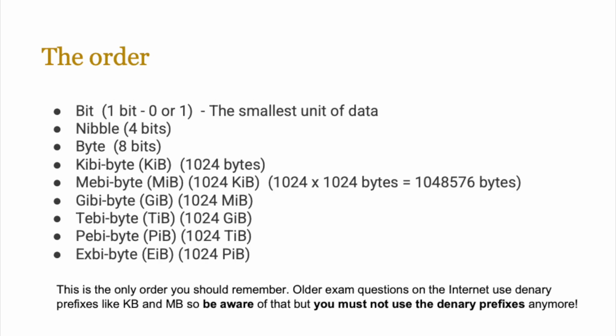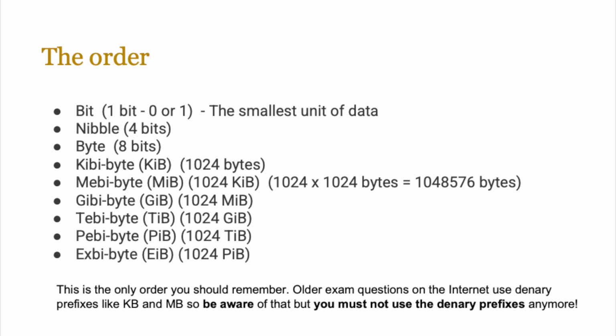So the order that you need to remember for the exam is the one on screen. Bits are 1 or 0. That's the smallest unit of data. Nibble is 4 bits. Byte is 8 bits. Kibibyte or KiB is 1024 bytes. Mebibyte, MiB, is 1024 KiB, so it's 1024 times the previous prefix.